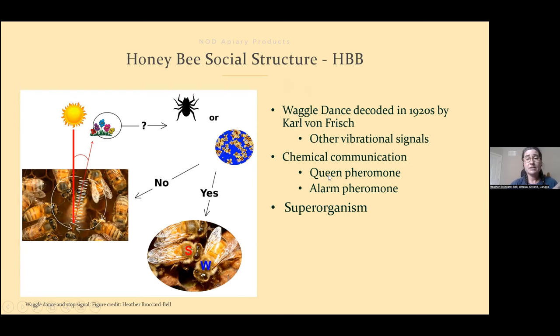So the vibrational signals, the dances, and the chemicals, the pheromones, all of this allows them to have this really complicated social structure. And it's not just that, it's also the reproductive system that allows them to be what we call a superorganism. As David mentioned, the reproduction of the colony isn't just about individual bees reproducing, it's about the colony reproducing. So those swarms coming off and starting new colonies. Honeybee colonies really operate kind of like an organism unto themselves.